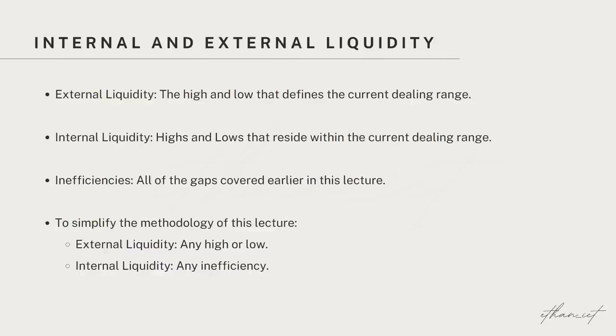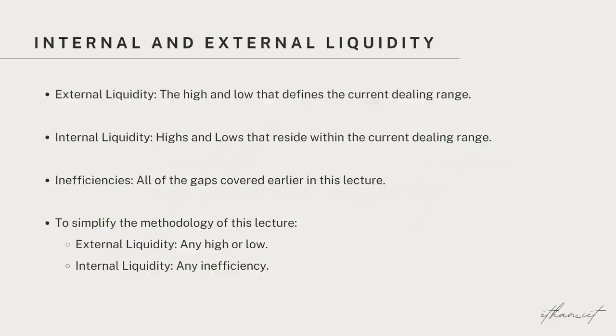When looking for internal and external range liquidity, we are really referring to the PD array matrix introduced by ICT. External range liquidity is the high and the low that defines the current dealing range, and internal range liquidity are highs and lows that reside within the current dealing range. Inefficiencies are all of the gaps covered earlier in this lecture: fair value gaps, liquidity voids, and volume imbalances.